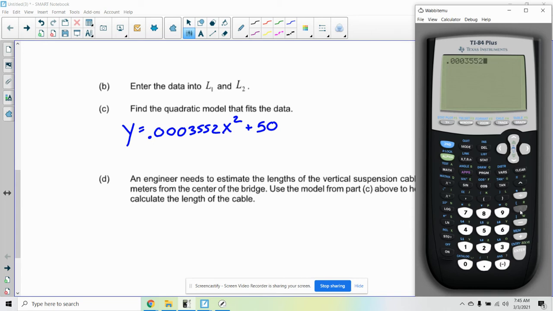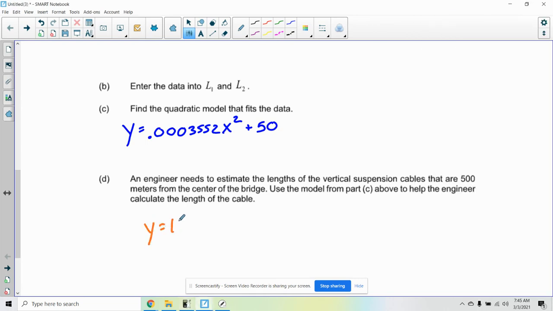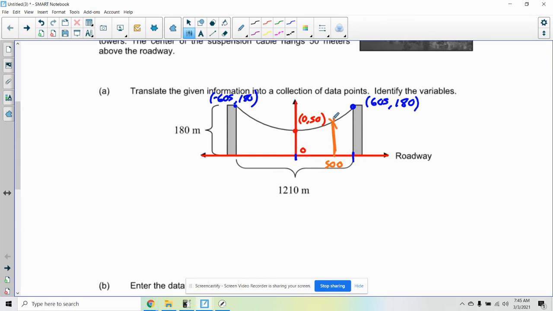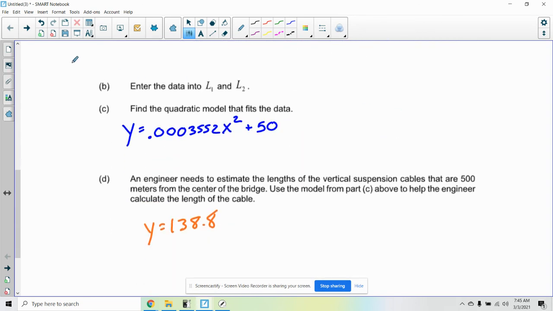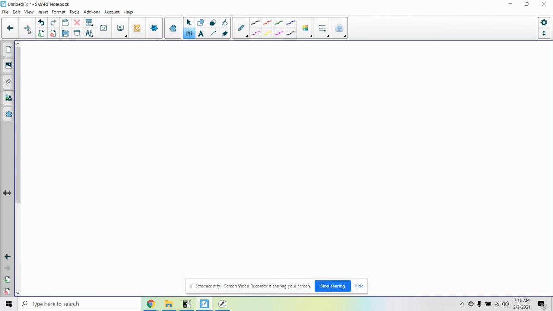0.0003552 times 500 squared plus 50. 138.8. Then let's just make sure that makes sense. Yep, if this is 180 here, that's believable, but that's 138, a little less than 180. Okay. Let's see what's next. I think that's the end of that chapter.